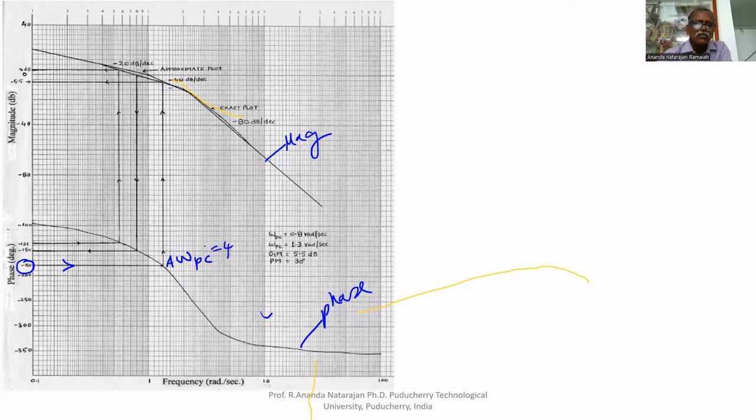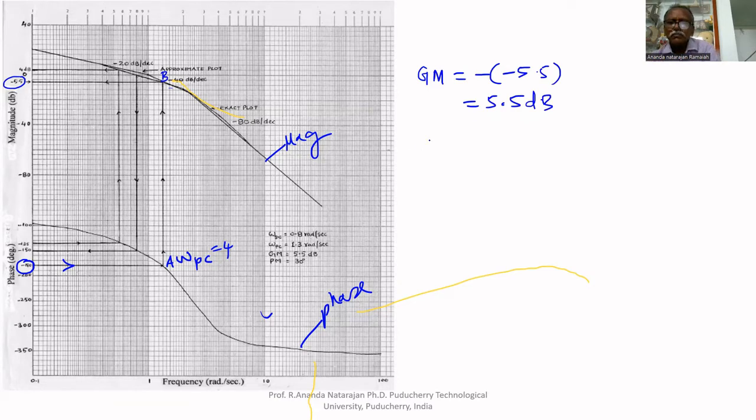Second is phase crossover frequency. Draw a vertical line. It cuts the phase plot at B. The magnitude is minus 5.5 at B. Therefore, gain margin equal to minus of minus 5.5, that is equal to 5.5 dB gain margin.